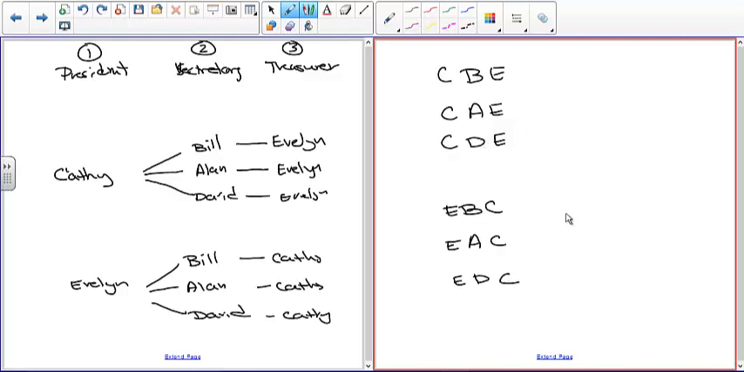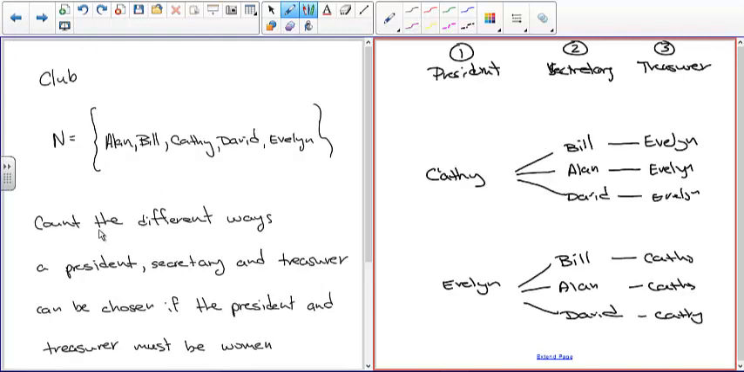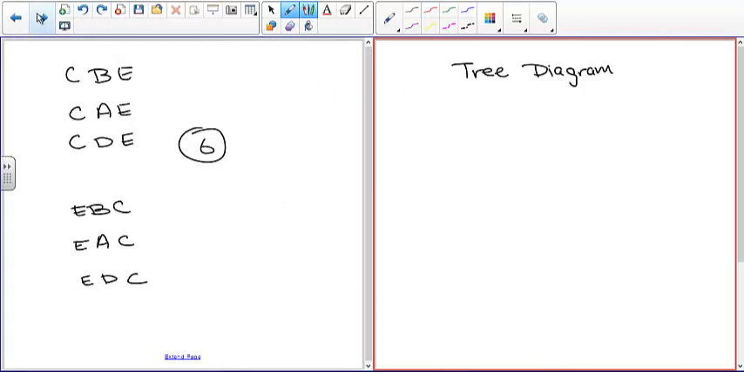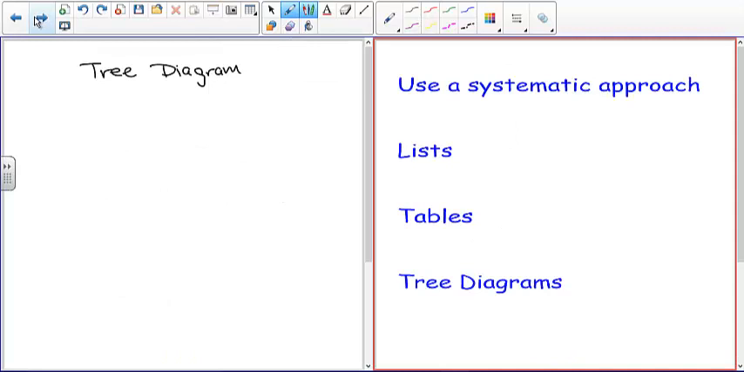1, 2, 3, 4, 5, 6. So to answer the question, count the different ways a president, secretary, and treasurer can be chosen if the president and the treasurer must be women. And the answer is 6, and these are the different choices. So, systematic approaches: lists, tables, tree diagrams.